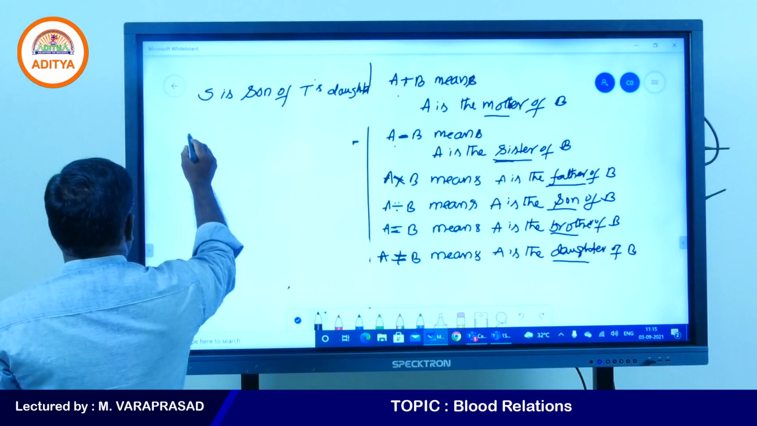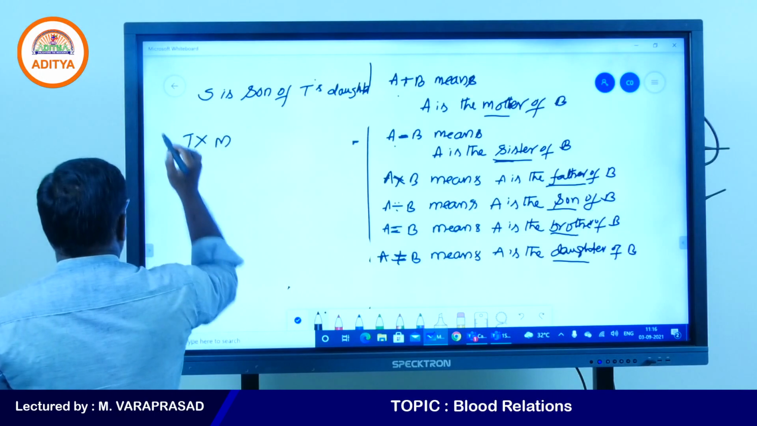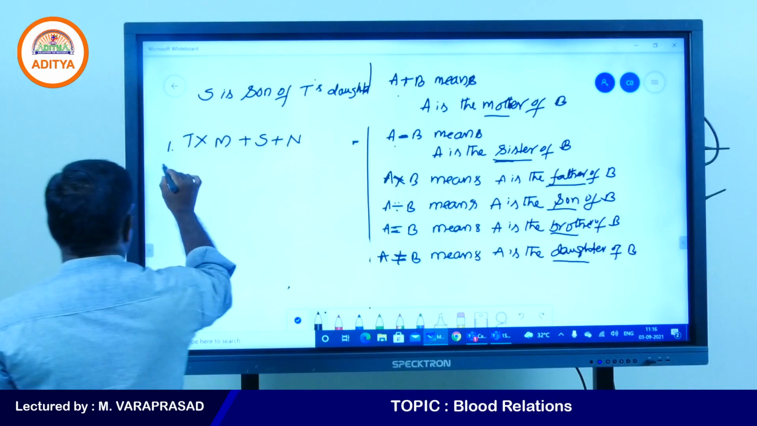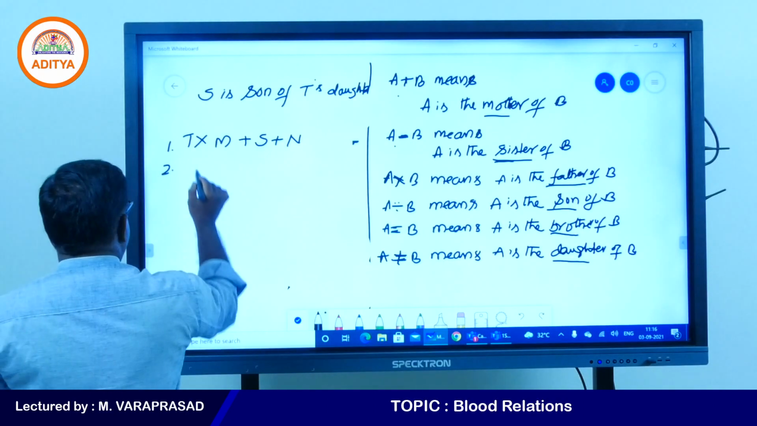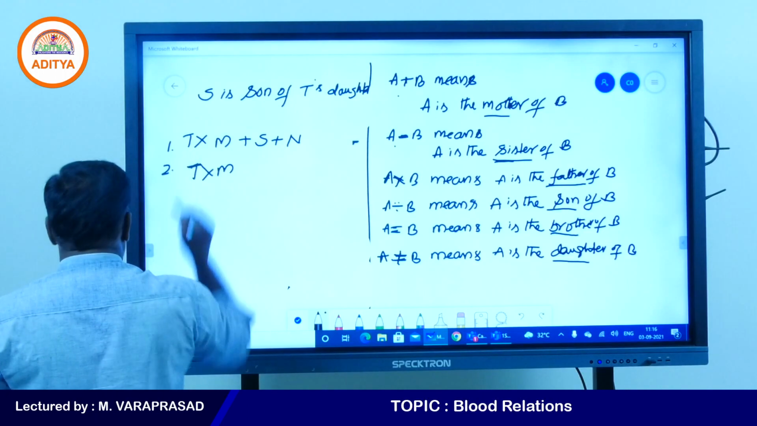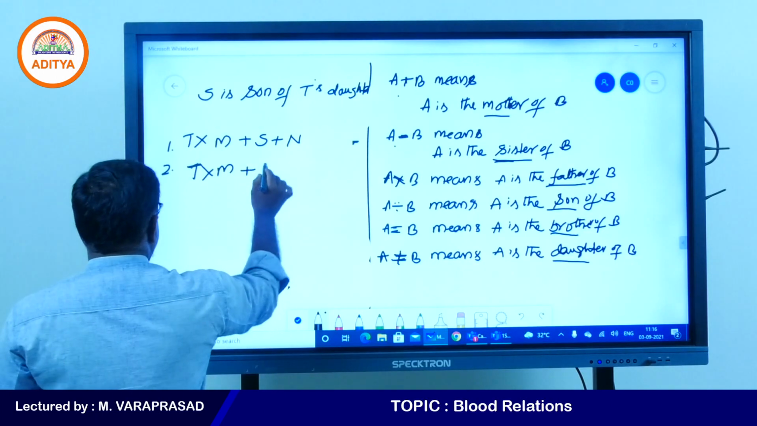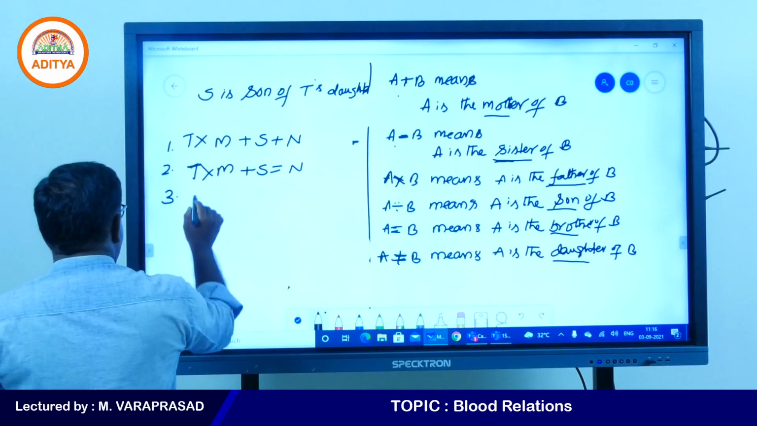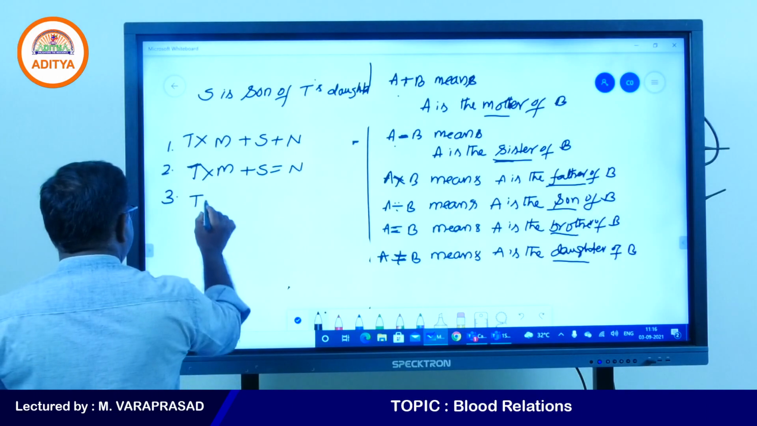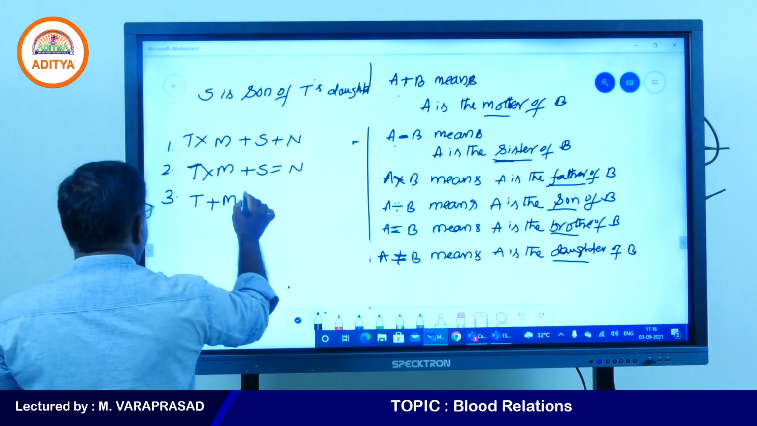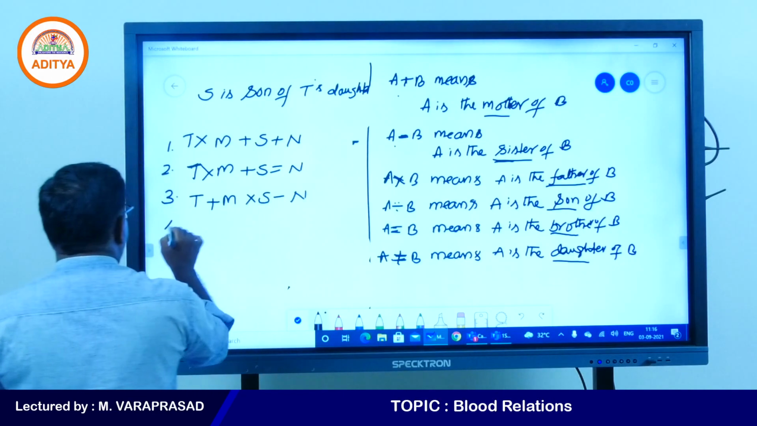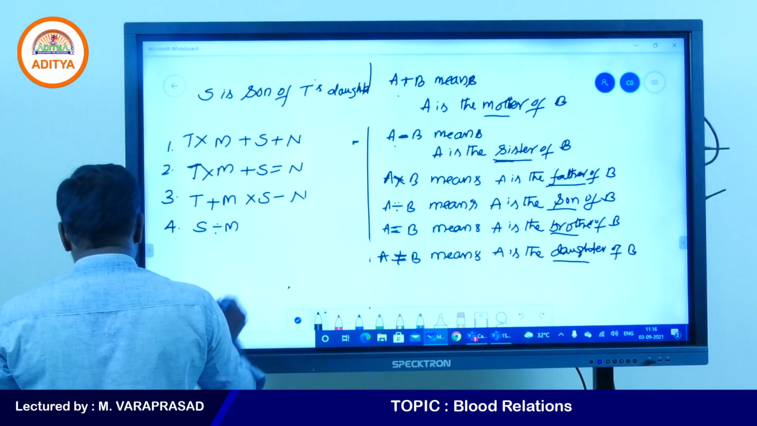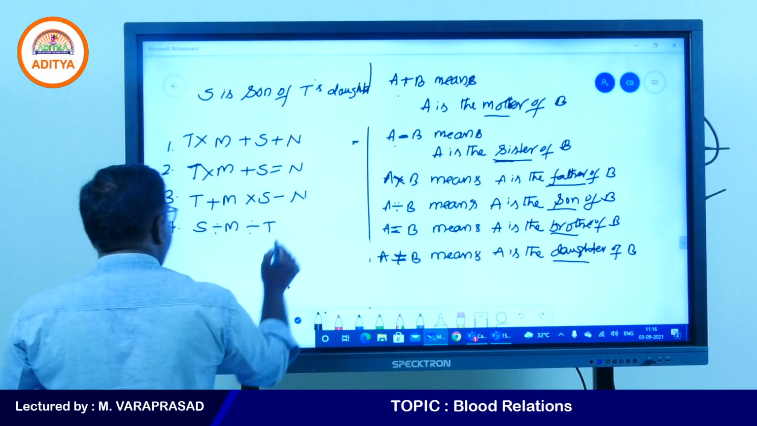Options are: first option, T into M plus S plus N. Second option, T into M plus S equal to N. Third option, T plus M into S minus N. Fourth option, S divided by M divided by T minus N.